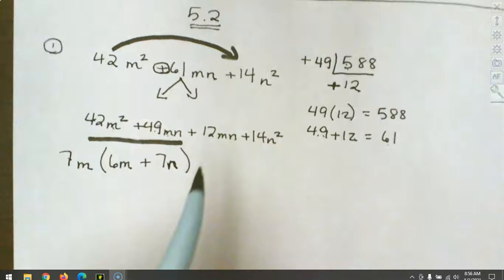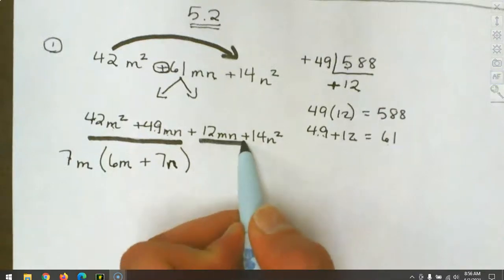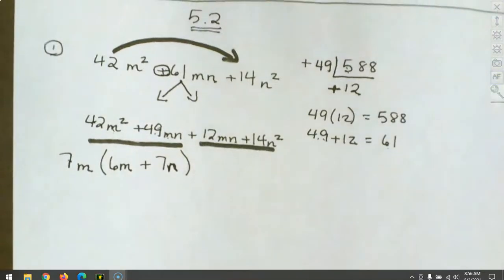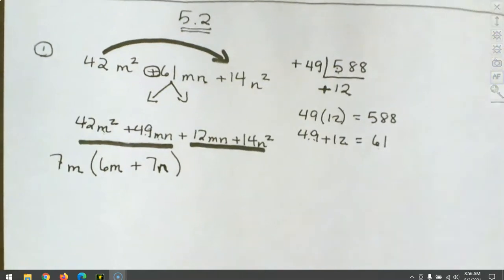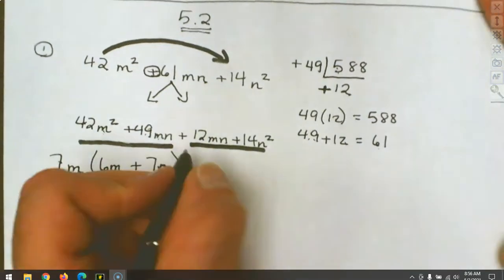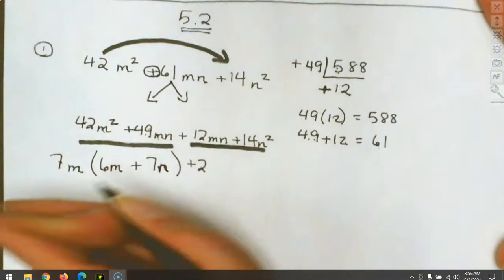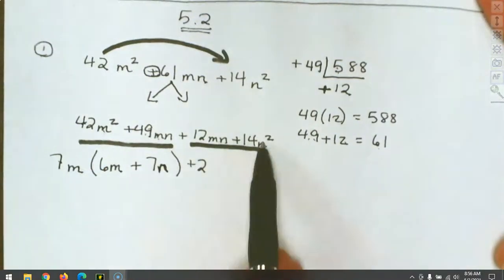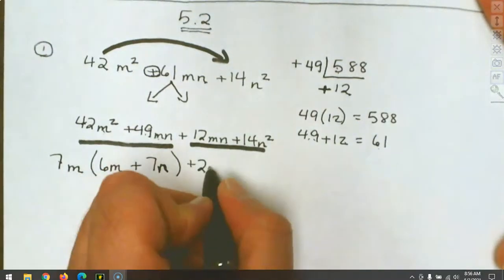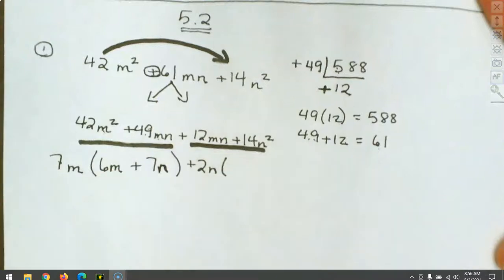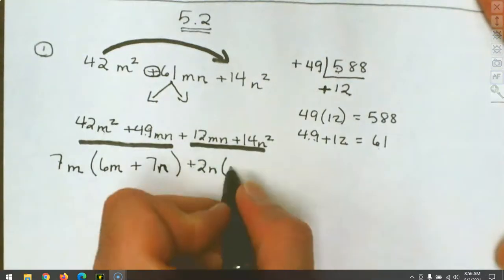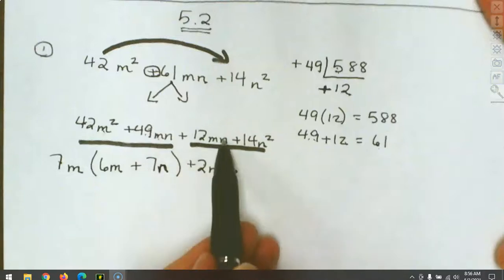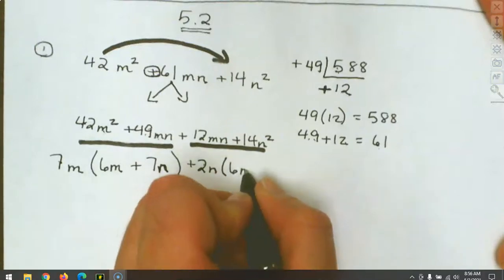Now we repeat the process with the next two pieces. 12 and a 14, what do they have in common? They're both even numbers, so we're going to take out a 2. What else do they have in common? They have an n, so that leaves you then with 12 divided by 2, that leaves you with a 6. The n came out, so that leaves you with a 6m.